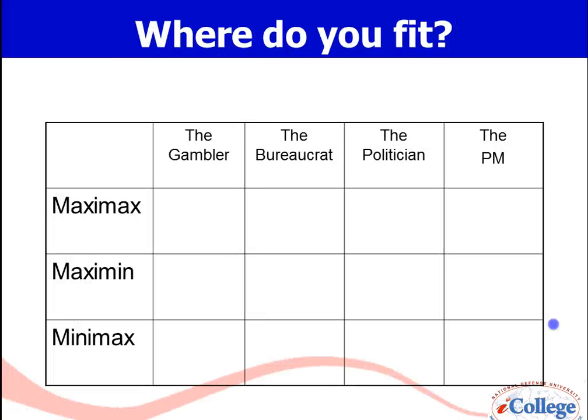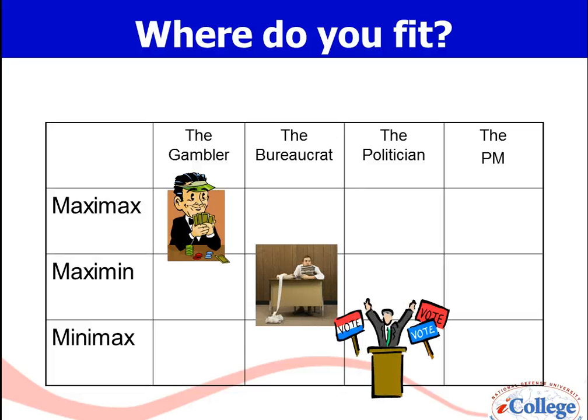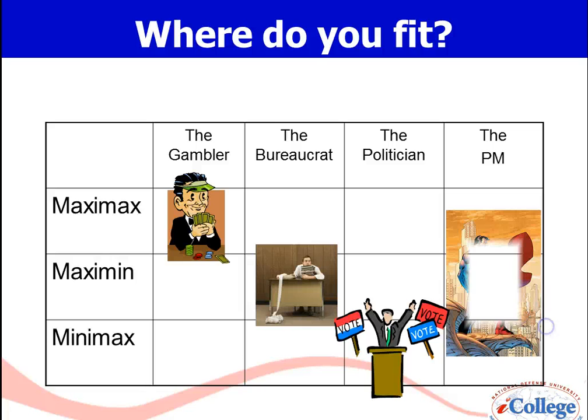Where do you fit? Well, Maxi-Max tends to be someone willing to take chances. A bureaucrat tends to be someone who always looks out for the worst possible things that can occur and chooses their strategy accordingly. Minimax is often the politician who wants to minimize future criticism for not having done something different than he or she did. And where does the PM fall? Well, probably across the entire spectrum.